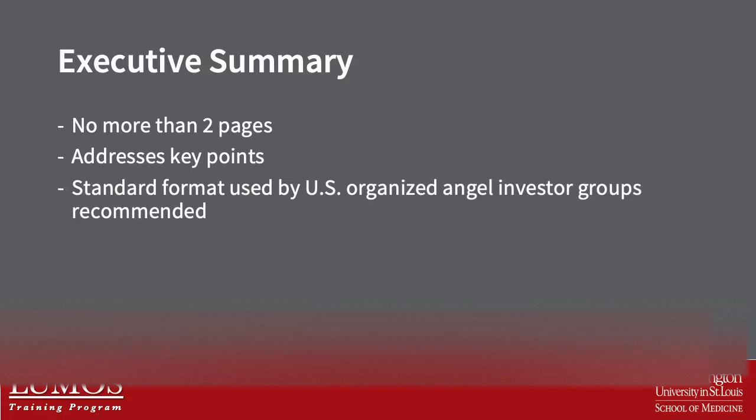Another category we talked about was the executive summary, which is typically no more than 2 pages, and it's well prescribed by organized angel investor groups in the country, who have a particular format that they like to see with some prescribed questions that you provide answers to. This makes it easier for angel investors to compare the viability of one innovation versus the other. So we will be covering the contents of an executive summary also.